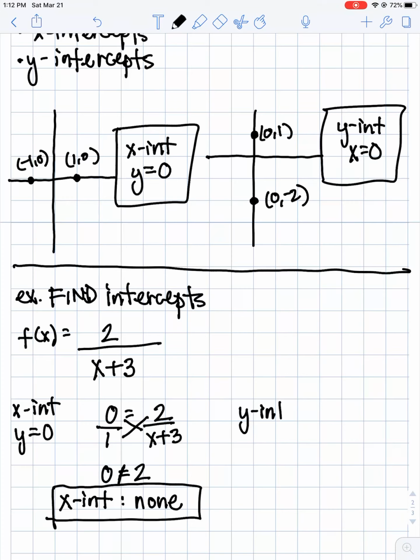If we do the y-intercept, guys, again, the y-intercept means x equals 0. So everywhere we send x, we're going to plug in 0.